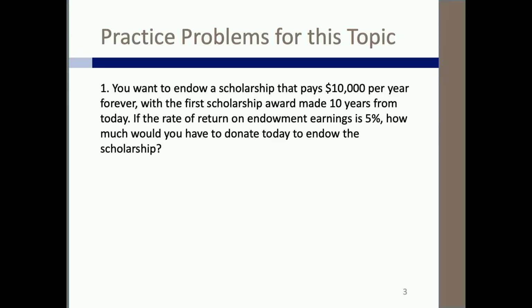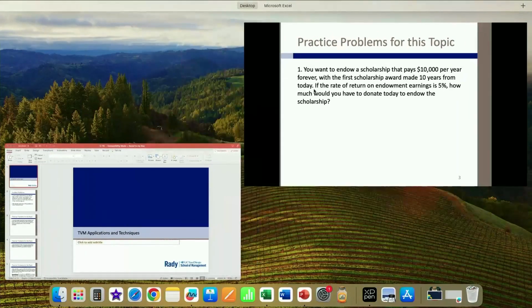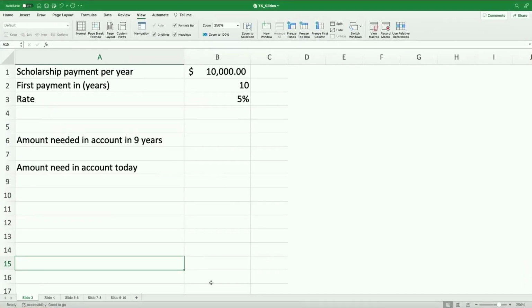It says you want to endow a scholarship that pays $10,000 per year forever, with the first scholarship award made 10 years from today. If the rate of return on endowment earnings is 5%, how much would you have to donate today to endow the scholarship? Let's do it in Excel. I'm on the first tab.